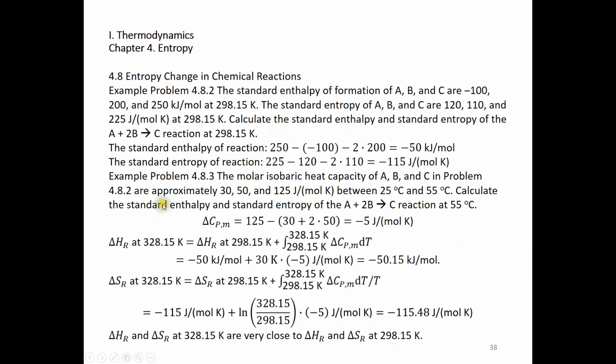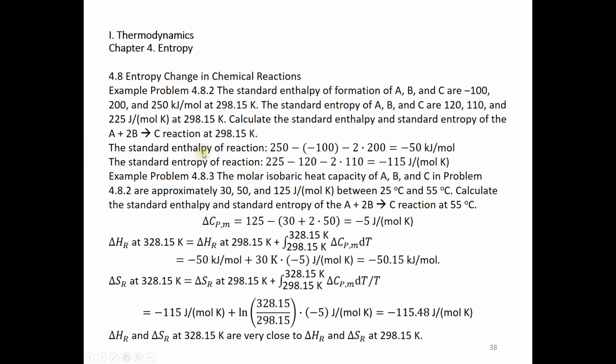Now let's look at one example problem, 4.8.2. The standard enthalpy of formation of A, B, C are these 3 numbers in kilojoule per mole at room temperature. We have the standard entropy of A, B, C in joule per mole Kelvin at room temperature. Now let's calculate the standard enthalpy and the standard entropy of this reaction, A plus 2B to C, at room temperature. So how do we do this problem?